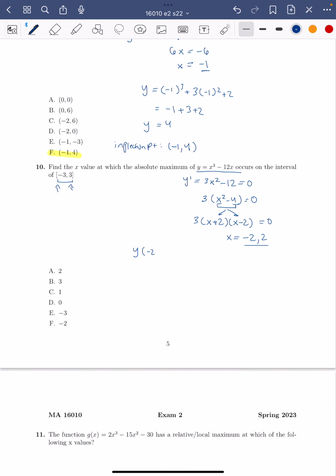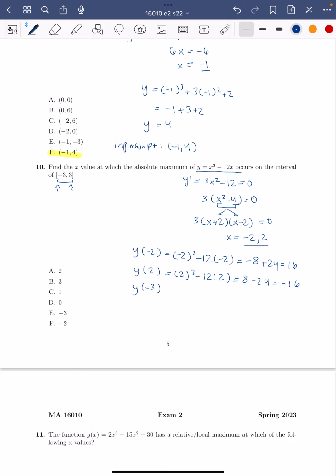Y of -2 equals -2 cubed minus 12 times -2. That would give us -8 plus 24, which equals 16. Now let's do y of 2. Y of 2 equals 2 to the third minus 12 times 2, which gives us 8 minus 24, which equals -16. Again, we have to check the edges, so let's do y of -3 first.